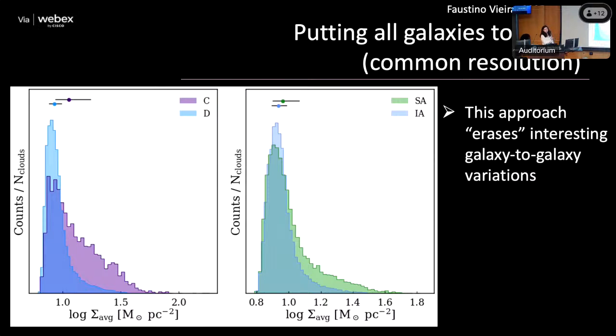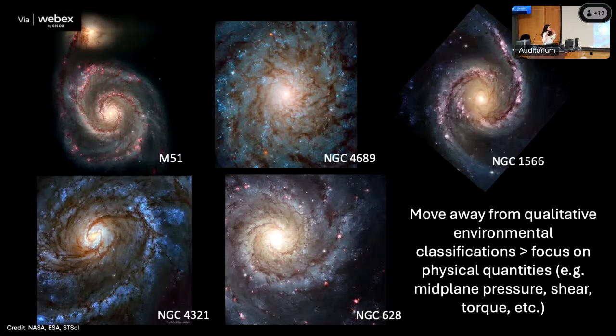But if I had just done this, and of course, we have a small sample, so we could afford to look at each galaxy individually, we would have lost a lot of what could be interesting galaxy-to-galaxy variations. And in fact, when we do these environmental classifications, the underlying assumption is that all spiral arms or all bars are behaving and affecting the ISM in the same way, which is not true, really.